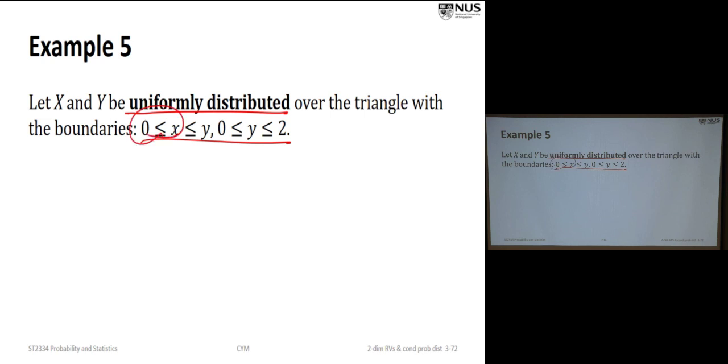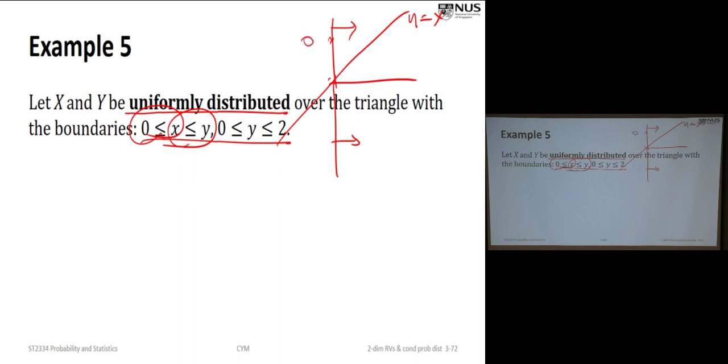x greater than 0. If you draw the picture, x greater than 0 means it is all the region on the right-hand side of the y-axis. And also x less or equal to y. Then you have to draw a line, which is y equal to x. To identify which part, you just arbitrarily take one point. For example, you take the point x equals 0 and y equals 1. Then you put it in, and it satisfies this inequality.